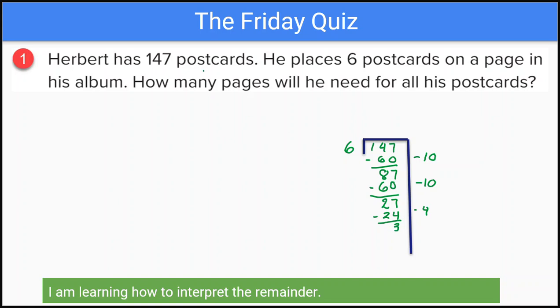So we started off with 147 postcards. First, we took away 10 groups of 6, then we took away another 10 groups of 6, then we took away another 4 groups of 6. So far, we've used 10, 20, 24 groups of 6, but we're left over with 3 of them right here. So how many pages will he need for all his postcards? Well, he'll need 24 pages, but wait a second, he's got 3 more that he wants to put into the album. So we need 1 more page for that. So the answer here is he's going to need 25 pages. Okay? Kids, you're learning how to interpret the remainder.